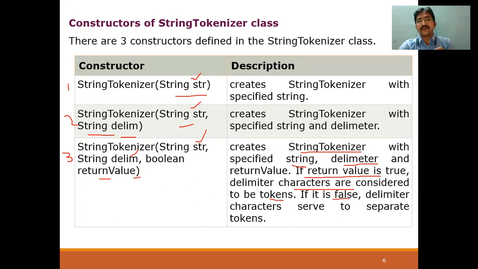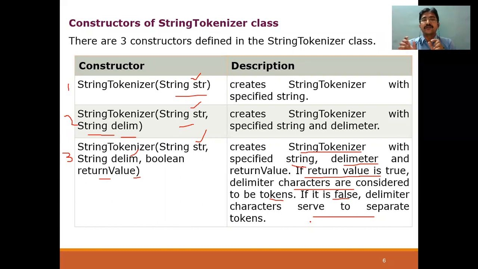If you mention false, the delimiter characters only serve to separate the tokens. So when you use \t as a delimiter, if you mention the third parameter as true, that \t will also be considered a token. When you mention the delimiter as \t and the third parameter as false, whenever a \t is encountered, it will end the token up to that point. It will never consider the \t as a token.